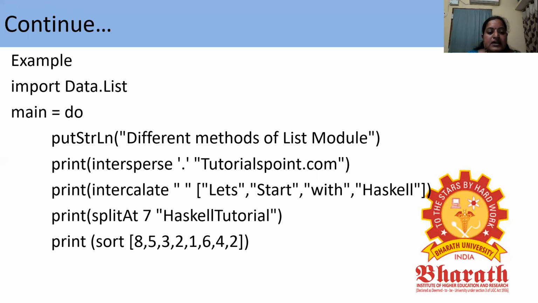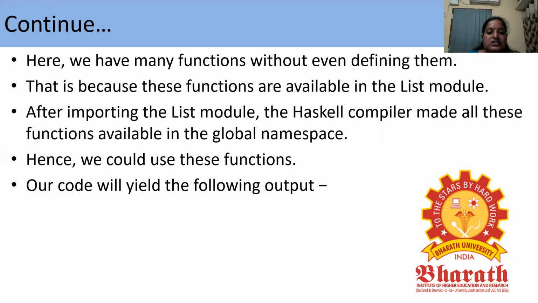So this one will be treated as a single string. And then print splitAt 7. So splitAt 7 means this Haskell tutorial will be split at index 7 and it will be separated. Okay, and then print sort. So sort means arranging in some order. So we are going to sort it in ascending order. So here we have many functions without even defining them. That is because these functions are available in the list module. After importing the list module, the Haskell compiler made all these functions available in the global namespace. Hence, we can use these functions.